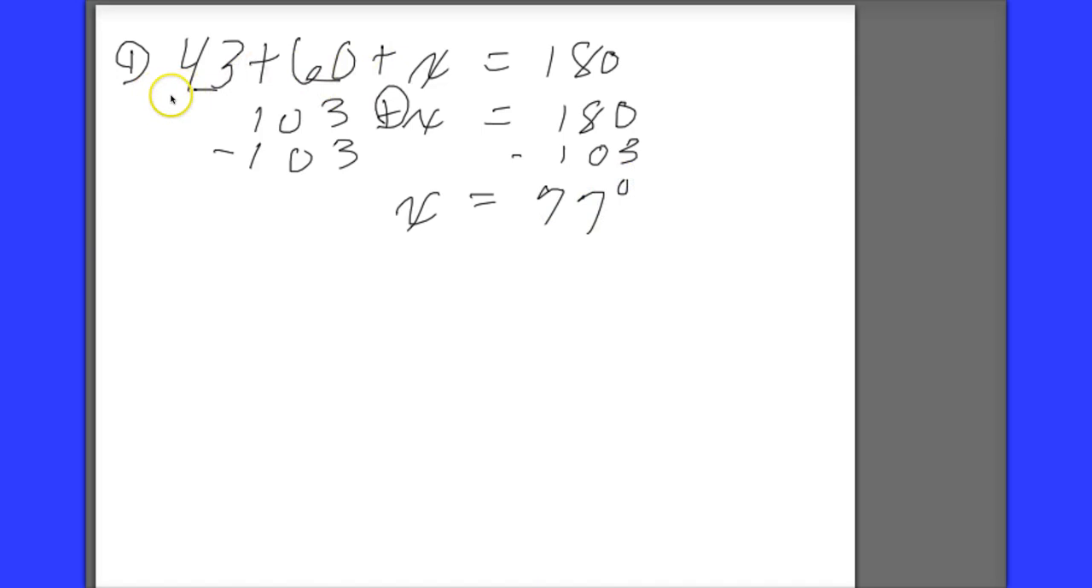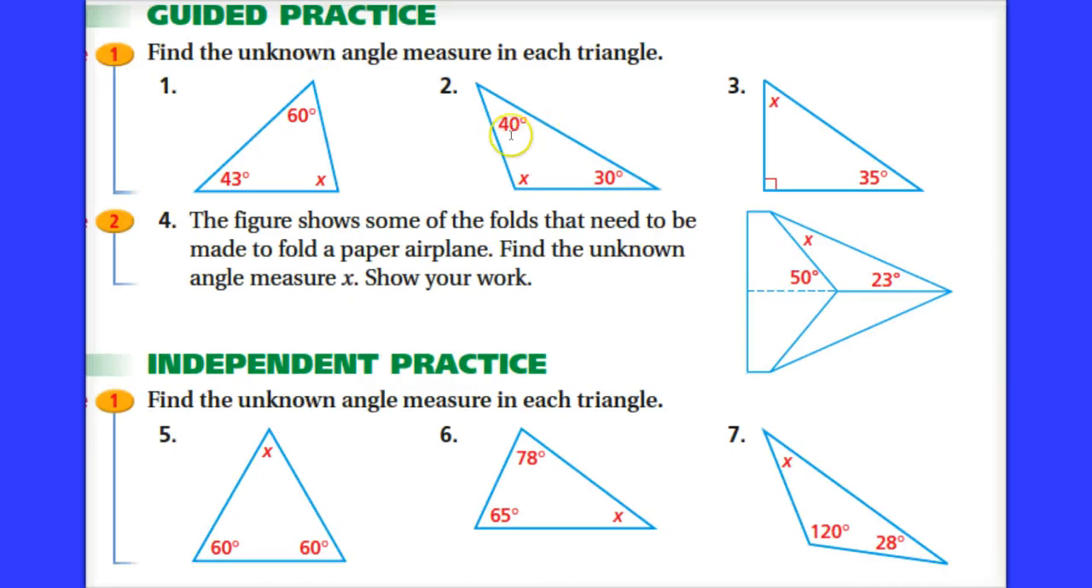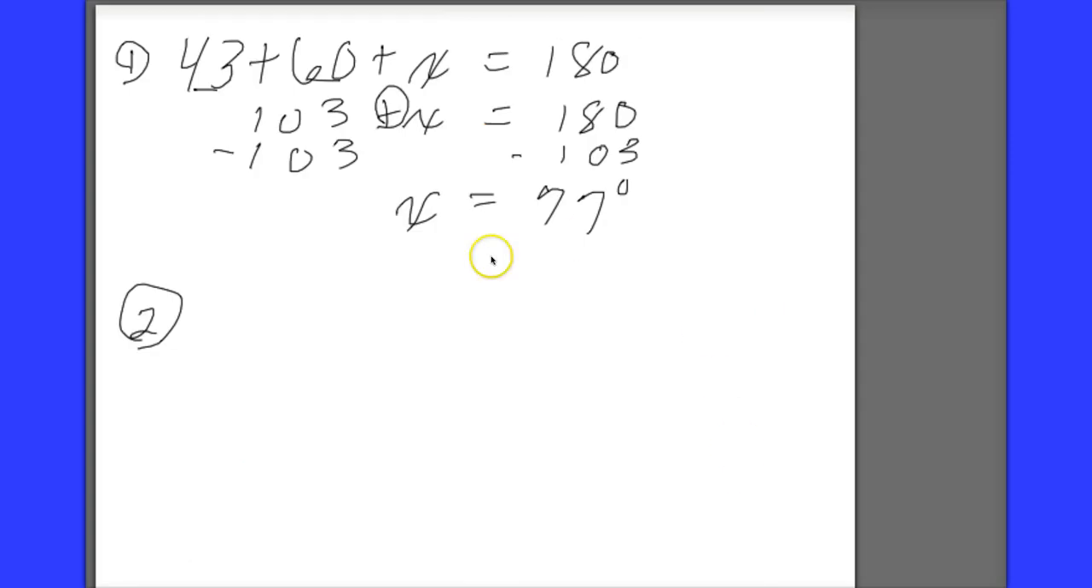Remember your steps. Write your 2 angles given, include your variable, equals 180, because that's the total measure of all angles in a triangle. So we're going to get ready for number 2, and let's take a look at our second one. We have 40 degrees, 30 degrees, and an unknown angle. So again, we're going to do the same thing. We're going to write our equation and solve for the unknown.